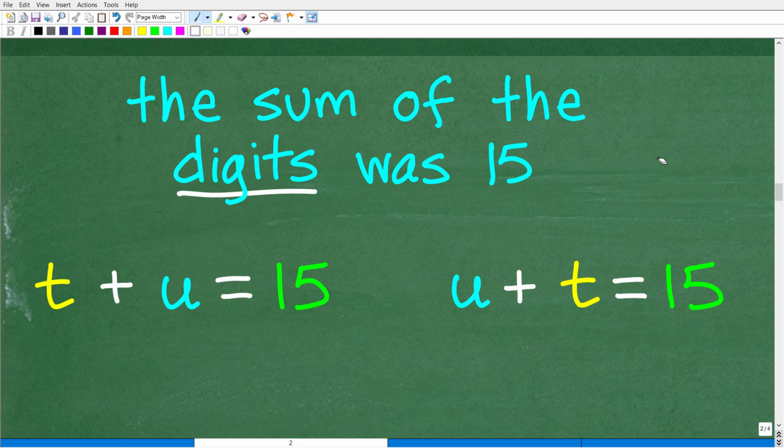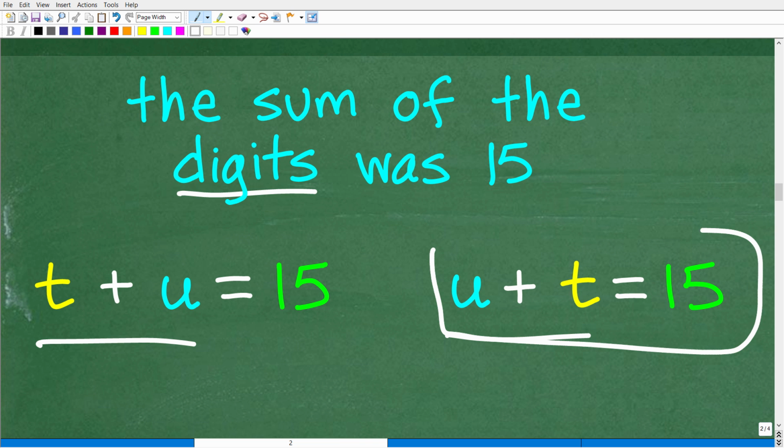So regarding the sum of the digits, you might be thinking, doesn't it make a difference if we're using the right price or the wrong price? Nope, it does not, because if you flip the digits, you still have the same numbers. So the sum of the digits is 15. You can either use t plus u is equal to 15, or u plus t is equal to 15. These are equivalent equations.